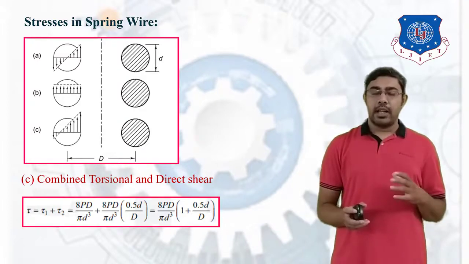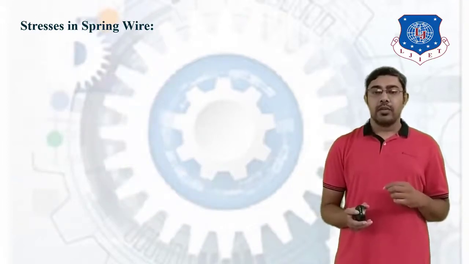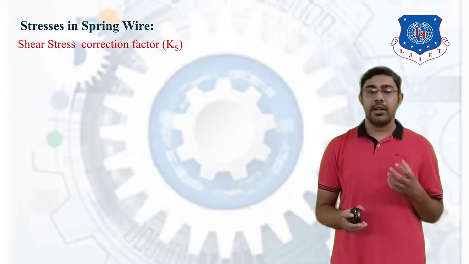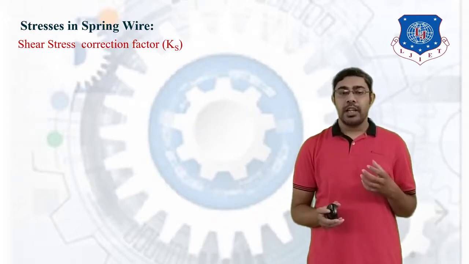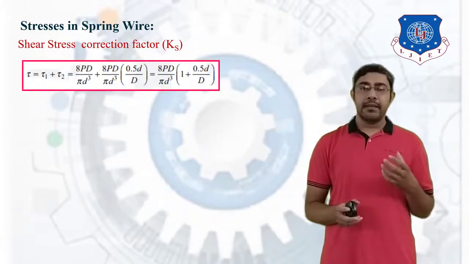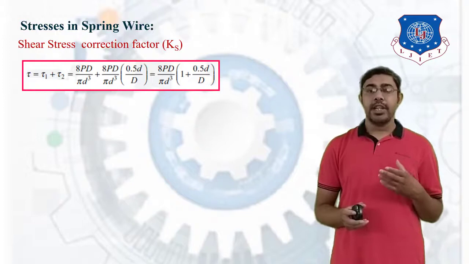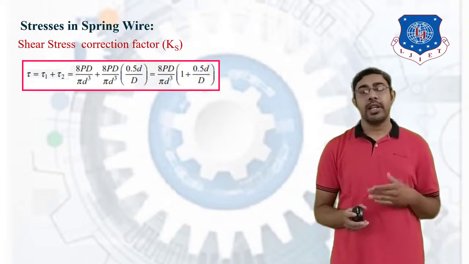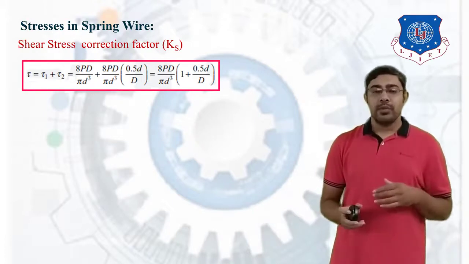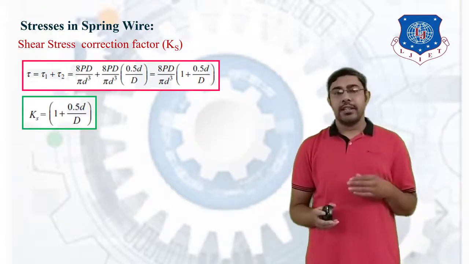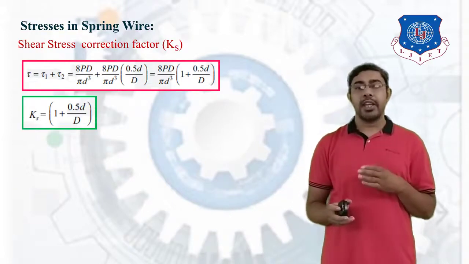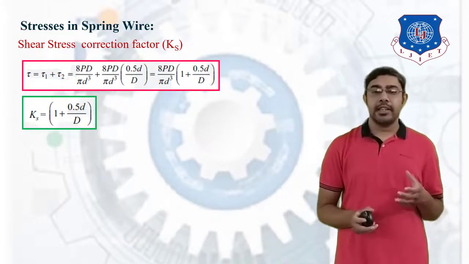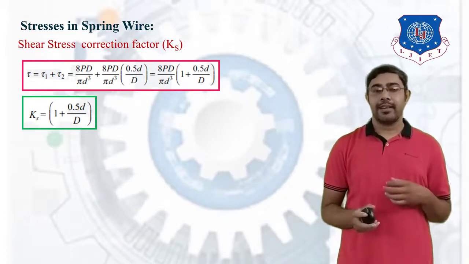So we get the tau values. Now next is the shear stress correction factor Ks. Here I call back the equation of tau, that is 8PD divided by pi d cubed into 1 plus 0.5 small d divided by capital D. So in this equation, the 1 plus 0.5 small d divided by capital D is the Ks, and that is nothing but the shear stress correction factor.